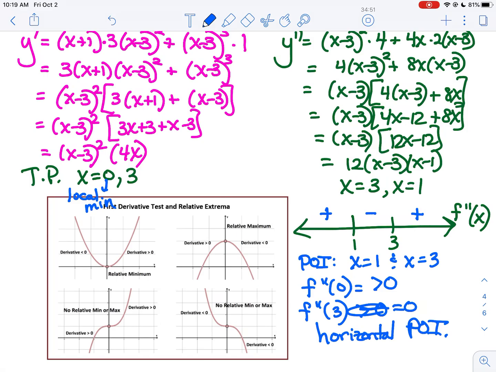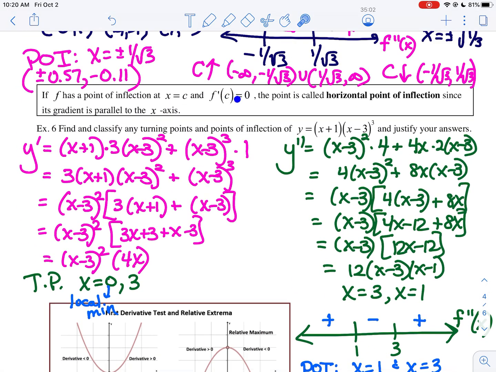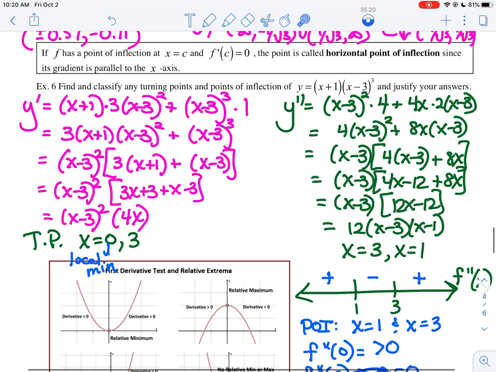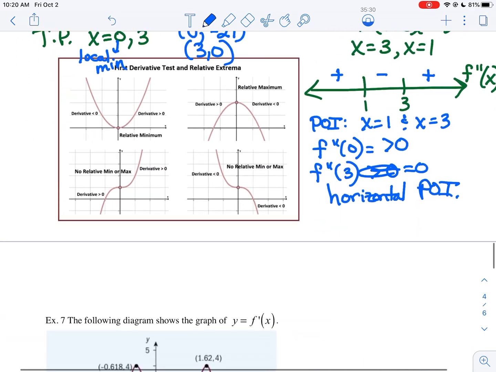Let me go over that again. I was like, wait, it's positive. No, it's actually at 3. My turning point was 0. So remember, that's what was up here. If the first derivative at the turning point is 0, and it's a possible point of inflection, then it's horizontal there. If I plug in 0, I would get negative 27, and (3, 0) is the horizontal point of inflection.